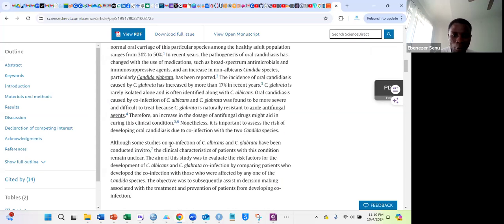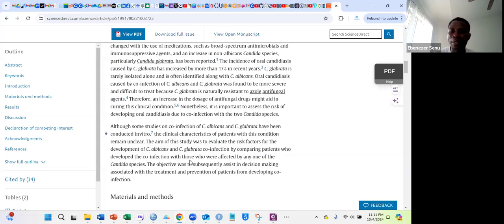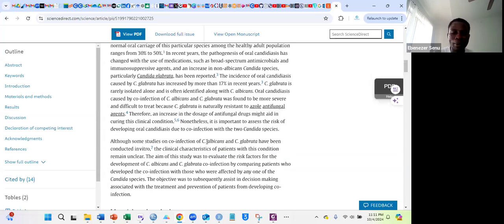Although some studies on co-infection have been conducted in vitro, the clinical outcomes of patients with this condition remain unclear. So you see what they've done: they've stated the problem. This is unclear, and that's the problem this paper investigated. Then they proceeded to their aim. So as soon as you see this kind of publication, or you do this kind of writing, you're going to publish anyway. It tells you that you are following good scientific writing. It captures everything, so you have to write in this manner too.